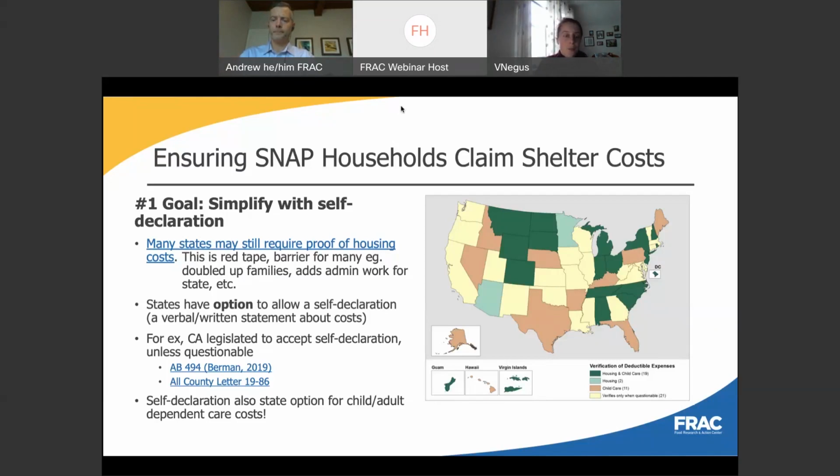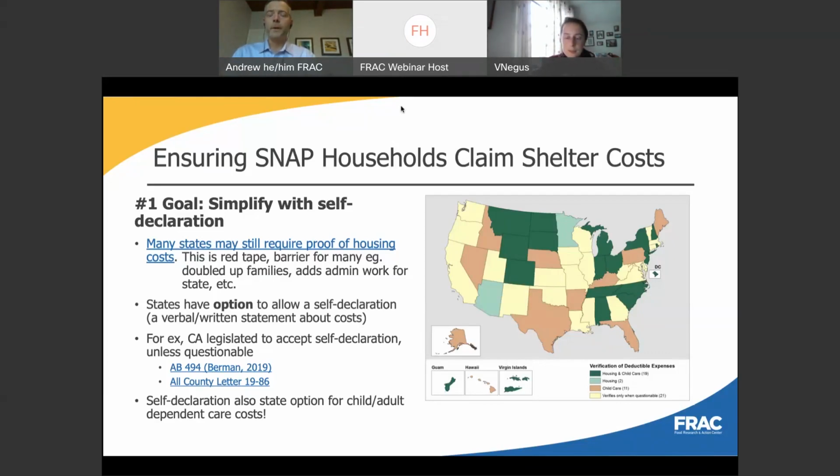Overall, requiring that kind of proof causes red tape and adds administrative work for everyone, for clients and also for the state agency. States have the option to allow households to self-declare what their shelter costs look like. I'll give it to Andrew in a second to share how that worked in California, but that is the number one thing to find out. This map on the slide is from a few years ago from USDA. Even though it's a few years out of date, it can be a good launch point to check out where your state is. Andrew, do you want to share what California did?